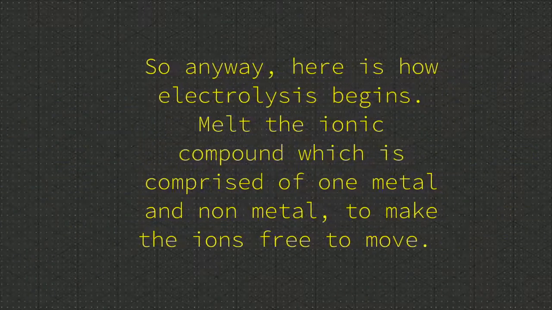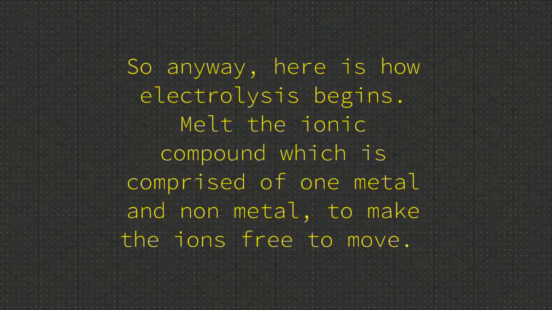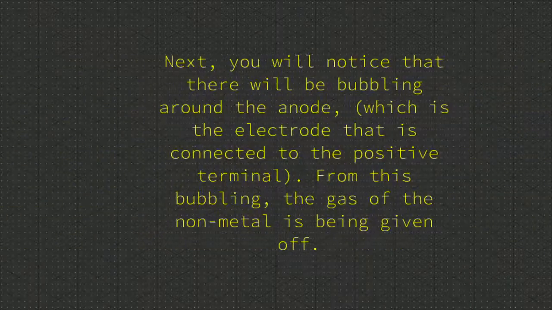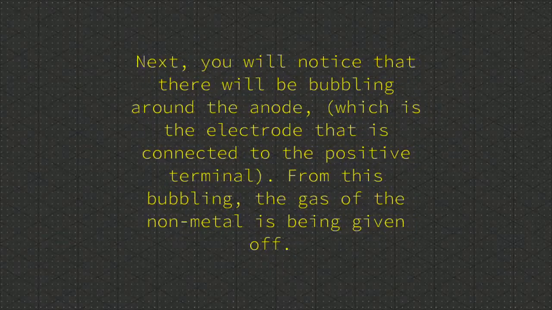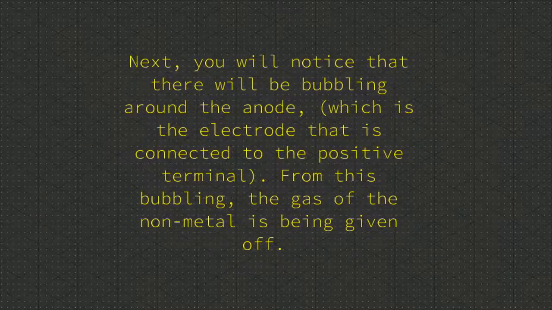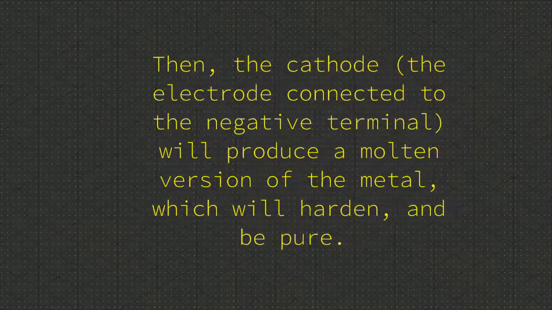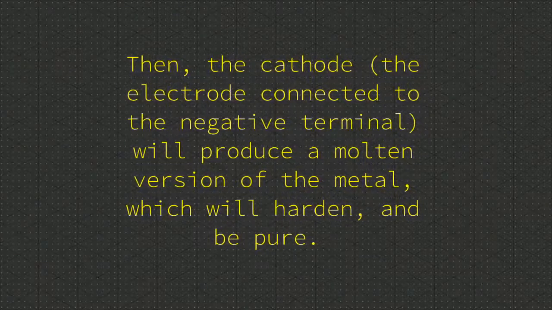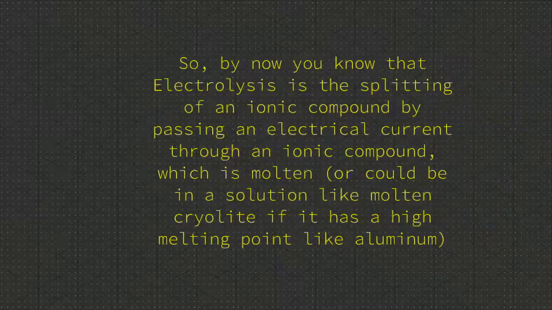So anyway, here's how electrolysis begins. Melt the ionic compound, which is comprised of one metal and one nonmetal, to make the ions free to move. Next, you'll notice that there will be bubbling around the anode, which is the electrode that's connected to the positive terminal. From this bubbling, the gas of the nonmetal is being given off. Then the cathode, the electrode connected to the negative terminal, will produce a molten version of the metal, which will harden and be pure afterwards.